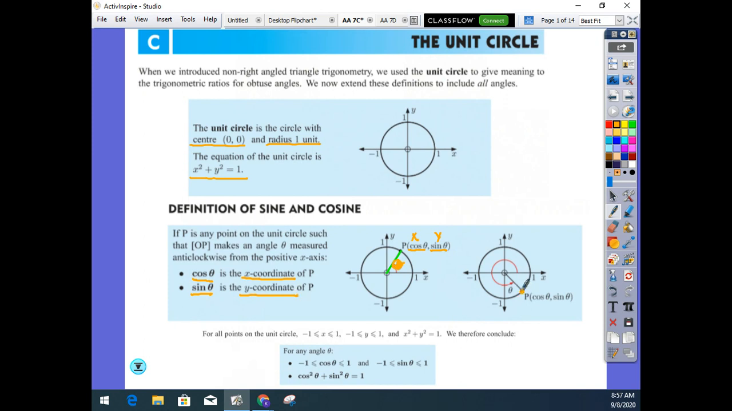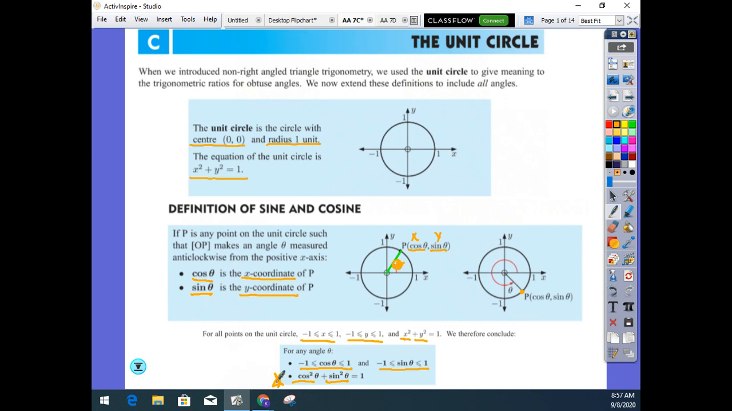All right? Now, if you think about it, the longest distance here is 1. So all values have to be between -1 and 1 for x and y. And since x is cosine and y is sine, that is also true. And since x is cosine, x squared is cosine squared, y is sine, so y squared is sine squared. This is one of the main trig identities that you're going to use throughout the rest of the year.